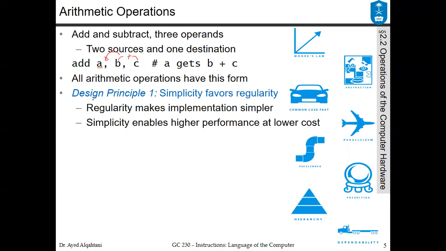Now, the first design principle that we are going to employ in designing our ISA. Actually, this is the MIPS ISA. So as we explained, the first design principle is simplicity favors regularity. The regularity makes implementation simpler. Simplicity enables high performance machines at very low cost. And don't forget the 8 main ideas that we've discussed in the last video.